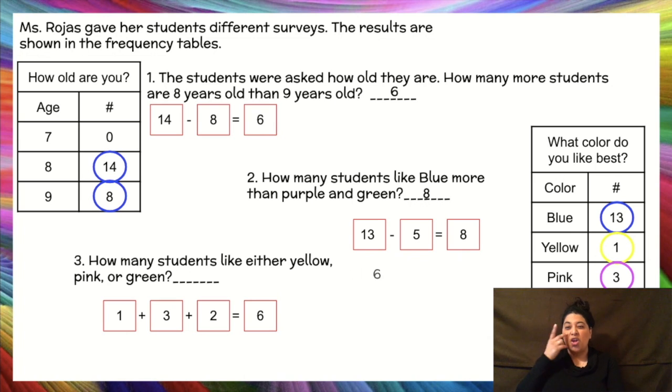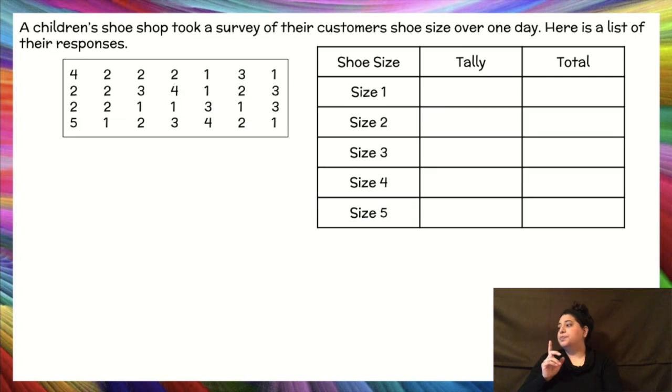All right, let's look at another frequency table. Oops, I forgot that. Let's look at another frequency table. A children's shoe shop took a survey of their customers' shoe size over 1 day. Here is a list of their responses. Okay, so right over here we have our frequency. We have all the data that's recorded, okay?